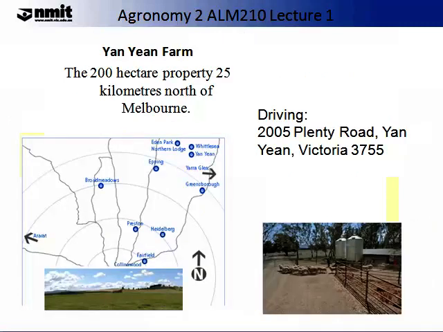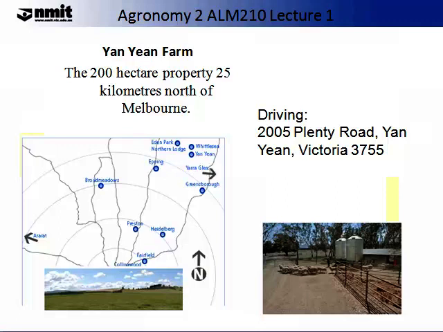The Yang Ying farm is part of the NMIT teaching and research infrastructure. Therefore, it is your responsibility to ensure that you are able to travel. The farm is located north of Melbourne. It is a 200-hectare property. There are several ways of getting there. One is that you may drive. The address is 2005 Plenty Road, Yang Ying, Victoria 3755. If you are driving from the Epping campus, it will take you approximately 30 minutes to reach the farm.